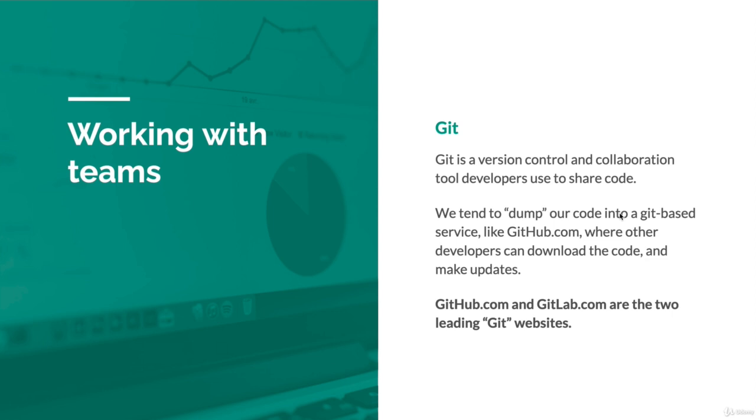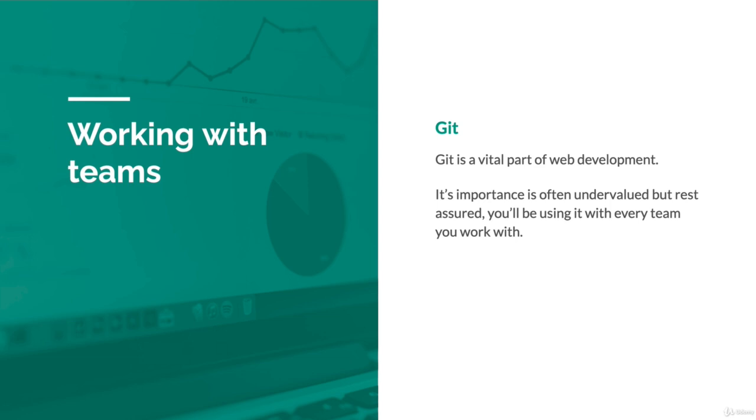Now, we tend to dump our code into a Git-based service like github.com, where other developers can download the code and make updates. GitHub.com and GitLab.com are the two leading Git websites right now, but there's also other ones out there like Bitbucket, but they're not as popular anymore. Now, once again, and I cannot stress this enough, Git is a vital part of web development. Its importance is often undervalued, but I can promise you right now, you'll be using it with every single team that you work with in the future.